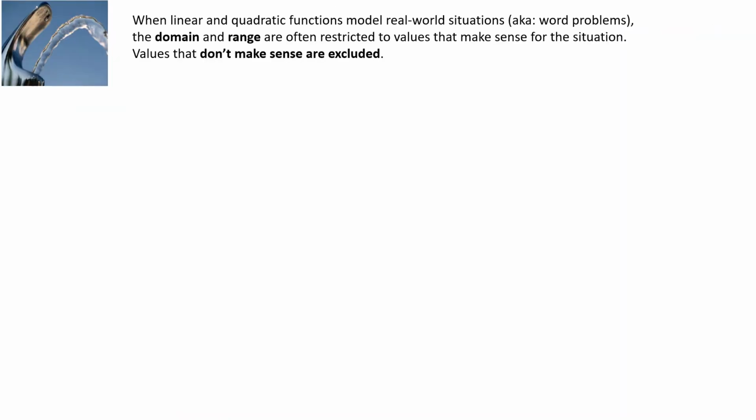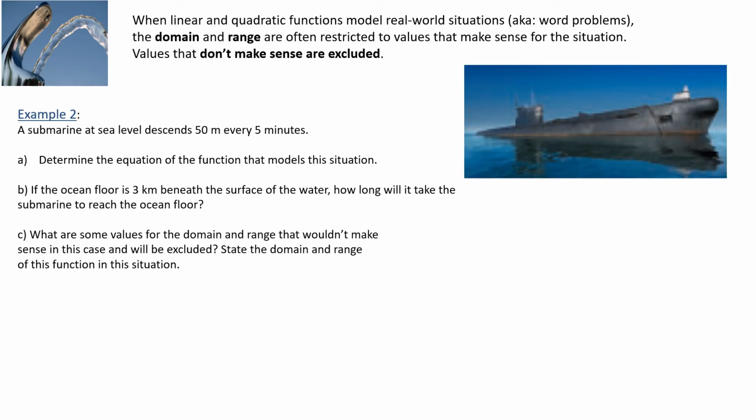When linear and quadratic functions model real-world situations, word problems, then we have even more restrictions with our domain and range. We have to exclude certain numbers. So let's see what I'm talking about here. A submarine at sea level, so this is sea level, descends 50 meters every 5 minutes. First thing we want to do is just get an equation of the function that models the situation. This is linear, 50 meters every 5 minutes.